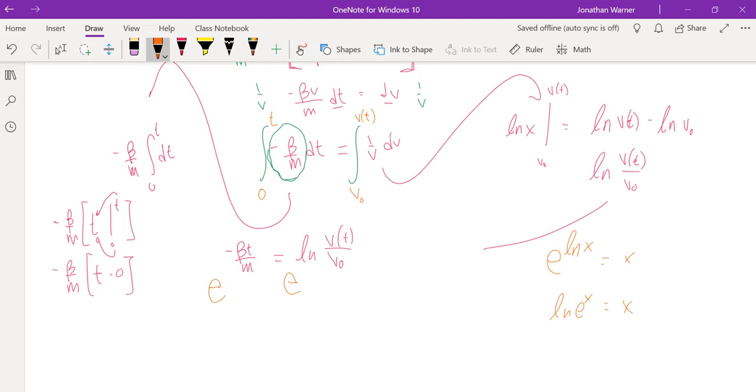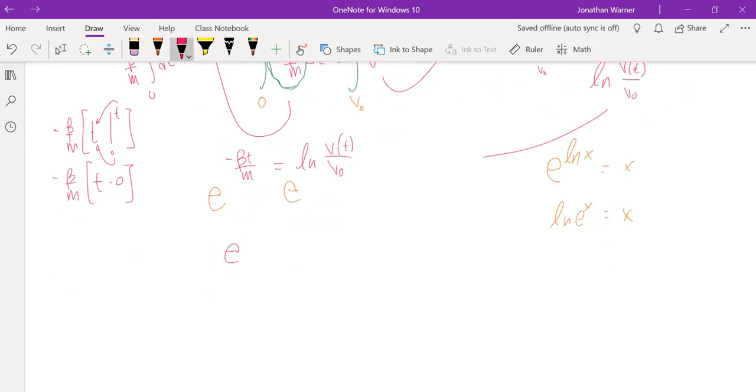So we can now leave our left side alone and say we have e to the negative beta t over m equals v as a function of time over v naught. I'll switch sides because that's the way we're used to saying things. v as a function of t is v naught e to the negative beta t over m. So v does vary with time via this exponential relationship.